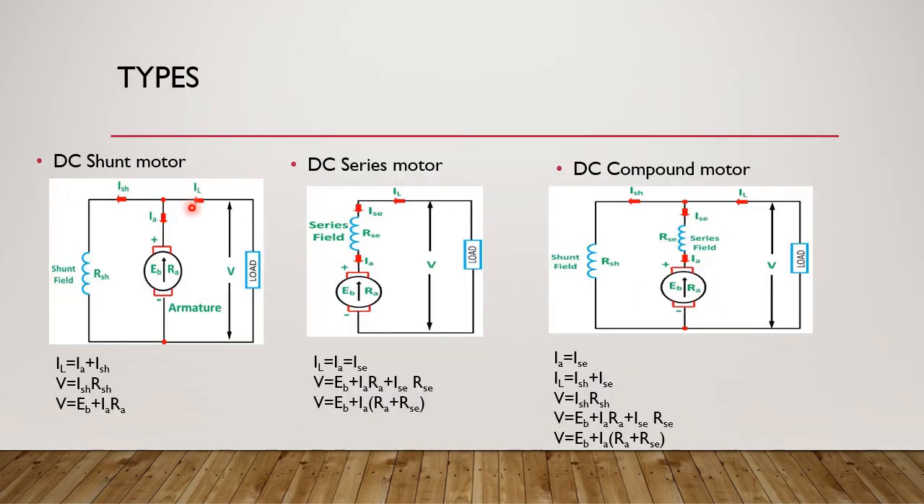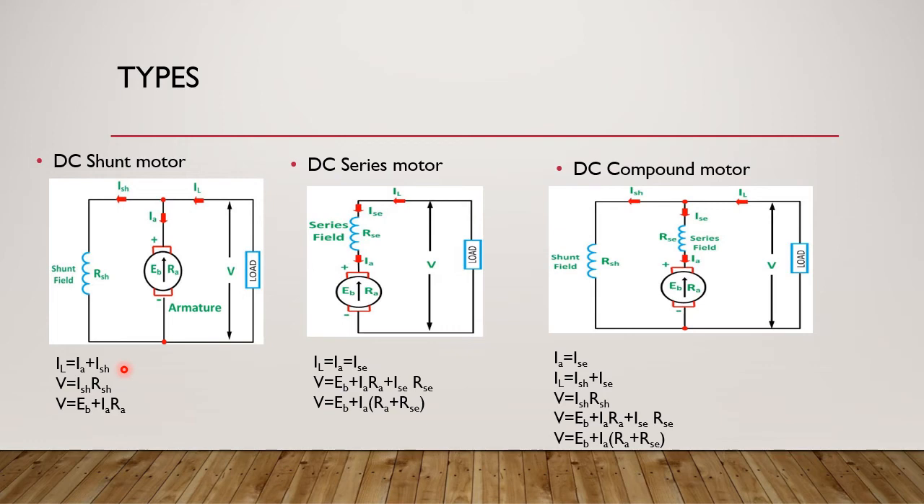For the DC shunt motor, this is the diagram. First you have to put the direction. The input here is the applied voltage V. Here the current is divided into two. Now apply Kirchhoff's current law at this node. The sum of incoming current is equal to the sum of outgoing current. The incoming current is IL and the outgoing currents are IA and Ish. So IL is equal to IA plus Ish.